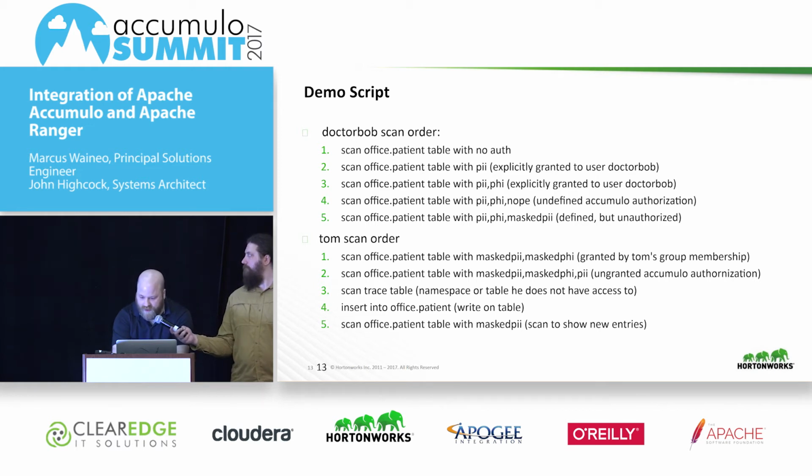all right, so Dr. Bob scanning the patient table. He can see just a couple entries. He has specified no authorizations. If we do PII, he gets to see the labels that have that. If we do PII and PHI, he gets to see the different labels. He doesn't have access to the masked. There's an exception. So these events are audited in Ranger.